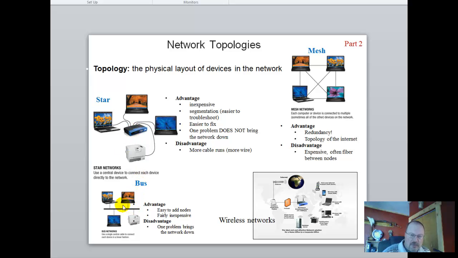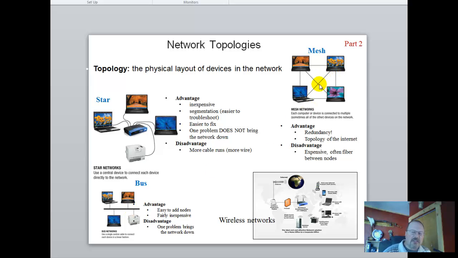Now, a bus topology, you don't see that a lot anymore, so I'll just be very brief about it. It was basically one cable with all these devices hooked onto it. If this cable broke at this point, all the devices in the entire bus would go down. It was easy to add nodes, though. You would just add one after another after another. That was really easy to add and fairly inexpensive. But once again, one problem brings the entire network down.